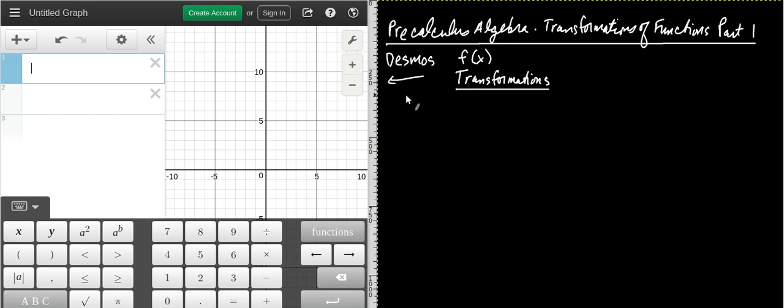So in this video what we're going to do is use a free graphing program called Desmos. You can just type in Desmos, do a search on it, and you'll find a free graphing calculator. It's super easy to use and really helpful.